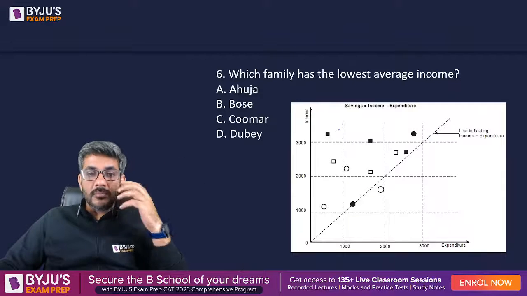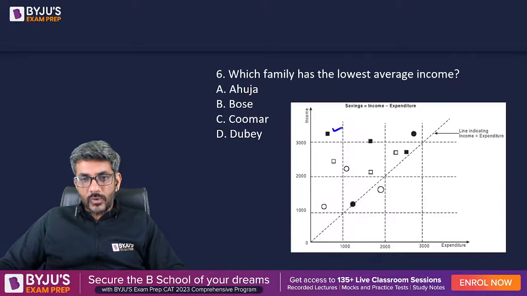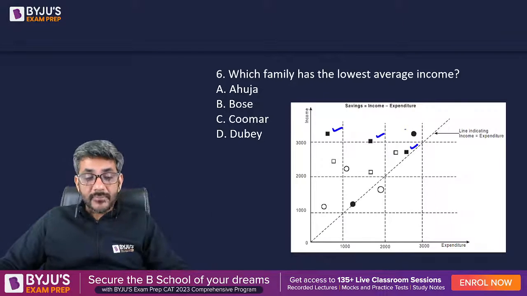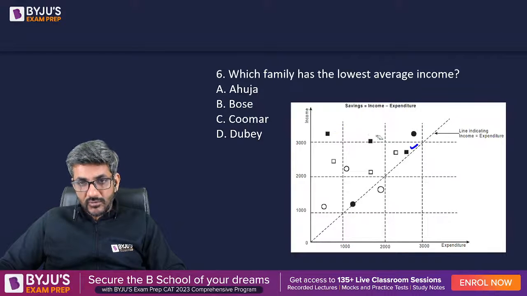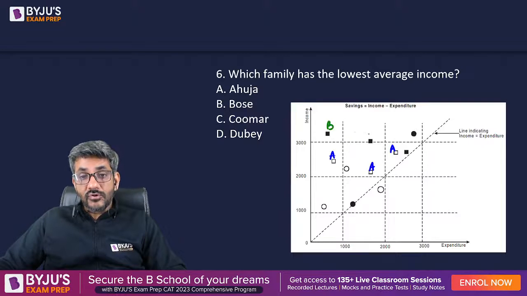Let's first of all talk about the Ahuja family. Ahuja family's members are these three: 1, 2, and 3. And can I say on income, they are pretty on the higher side? Look at the Bose family. Bose family are these three. Sorry, these were not the Ahuja family, these were the Ahuja family members. So Ahuja family members are not as high as the Bose family, as we just saw that Bose family members are quite on the higher side.